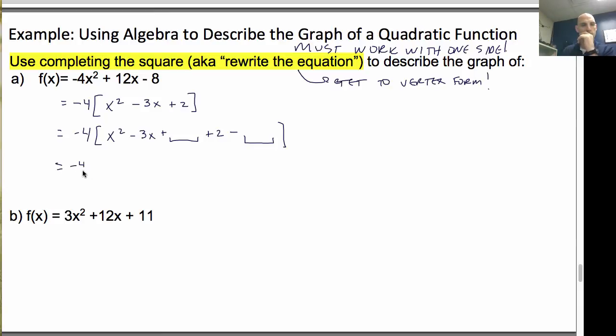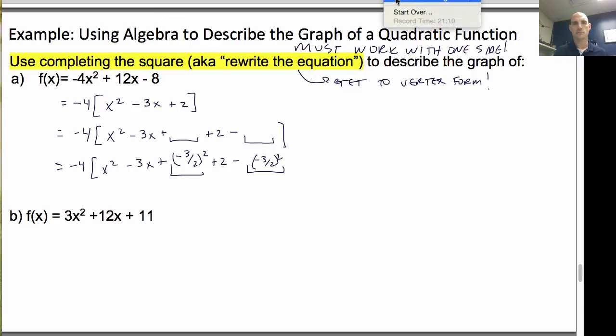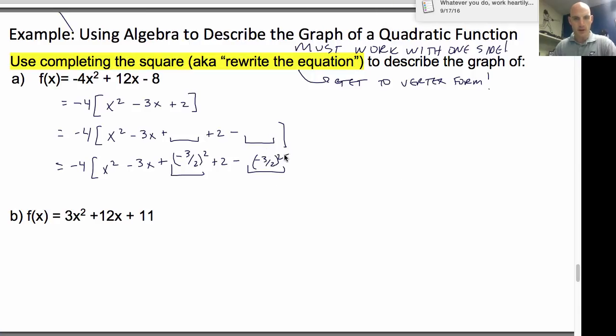What goes in there is my b over 2 squared. Minus 3 over 2 squared plus 2 minus 3 over 2 squared. Okay? And so essentially what we're doing here is we are adding negative 3 over 2 squared and subtracting negative 3 over 2 squared. Still not equal to anything. So it's still standing on its own.